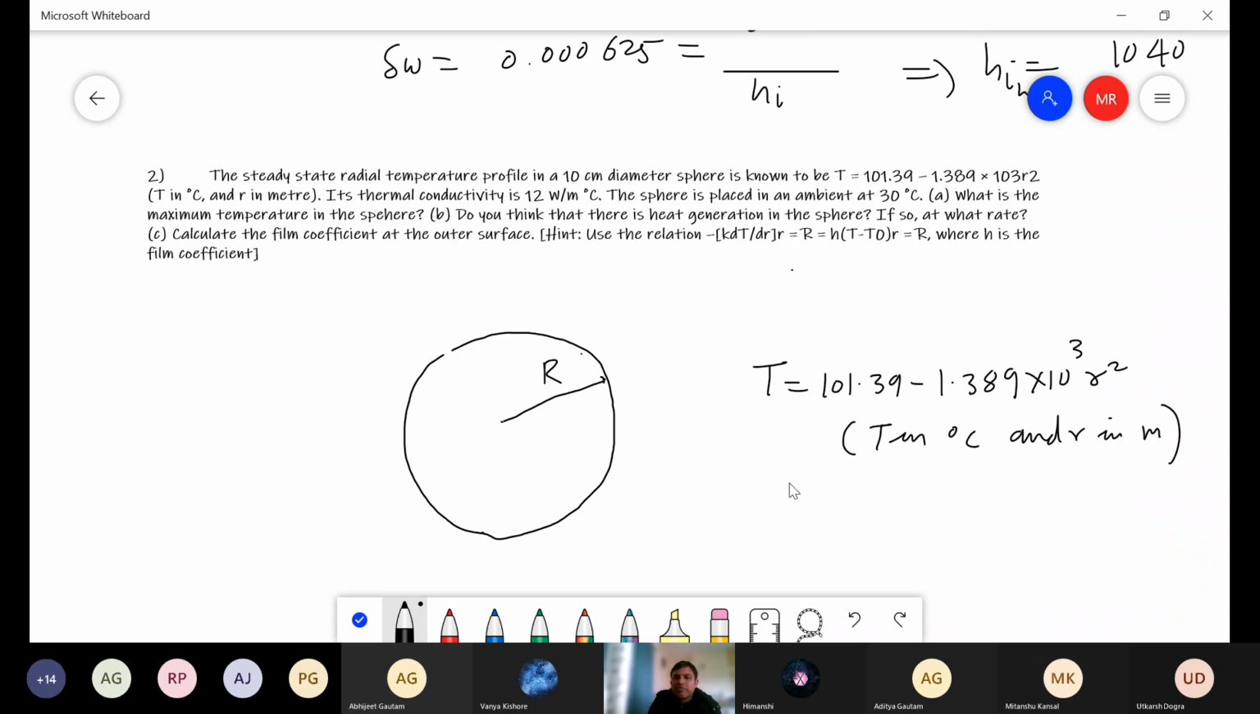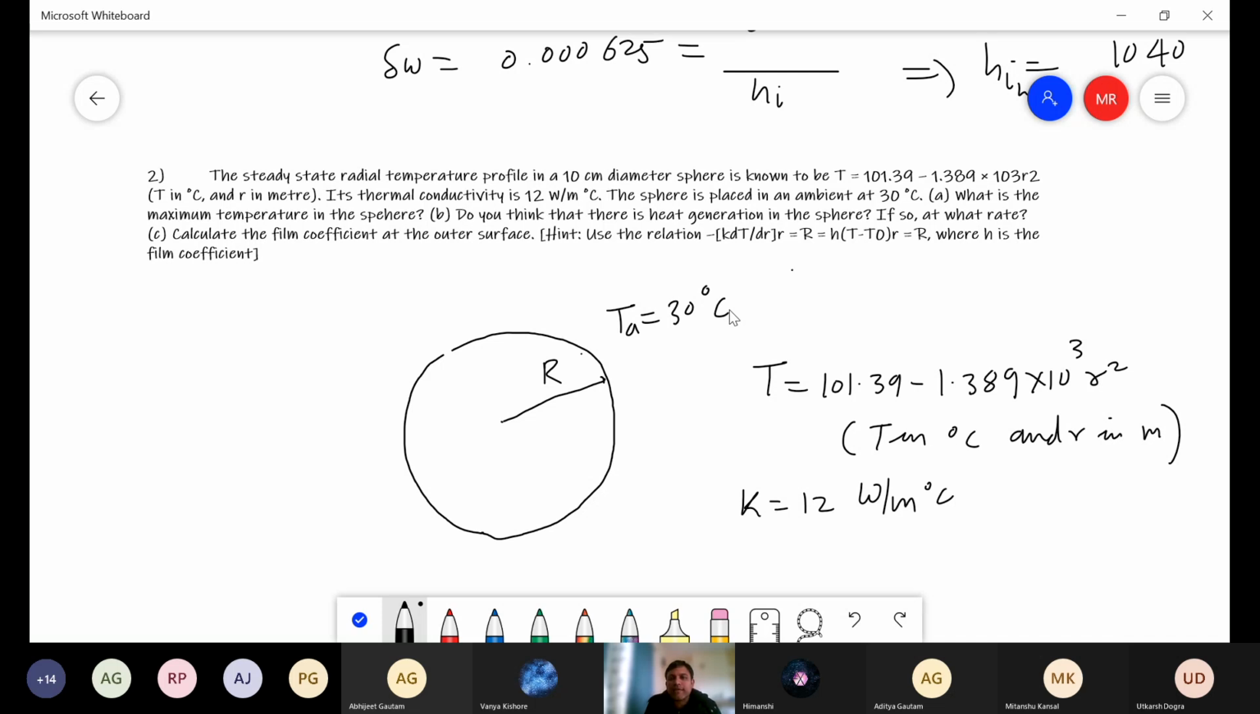Thermal conductivity of this metal is given as K equals 12 watt per meter degree Celsius. The sphere is placed in an ambient temperature of 30. So T ambient in this case is 30 degrees Celsius. T ambient here is 30 degrees Celsius. Correct?